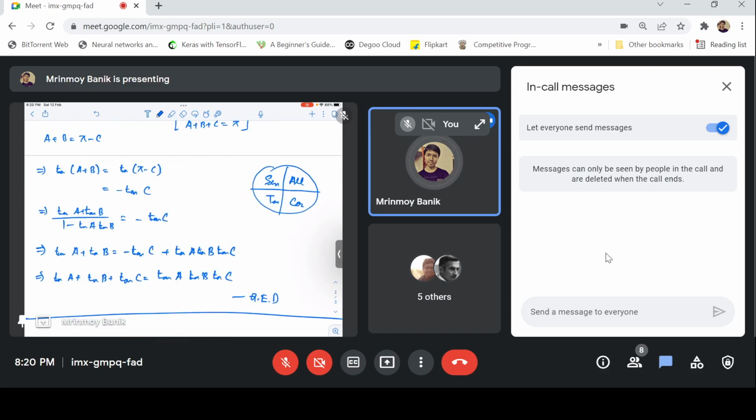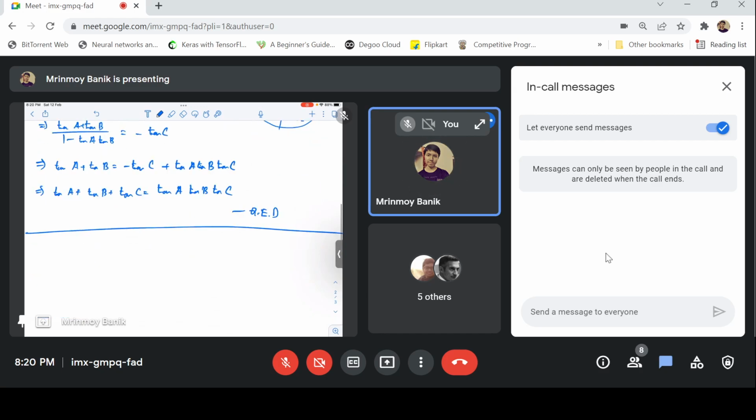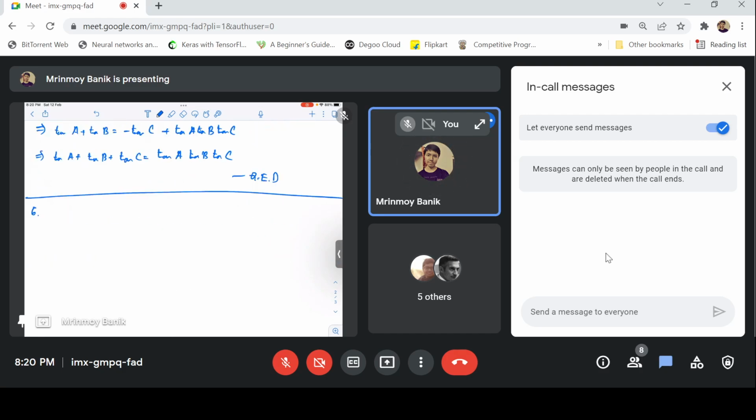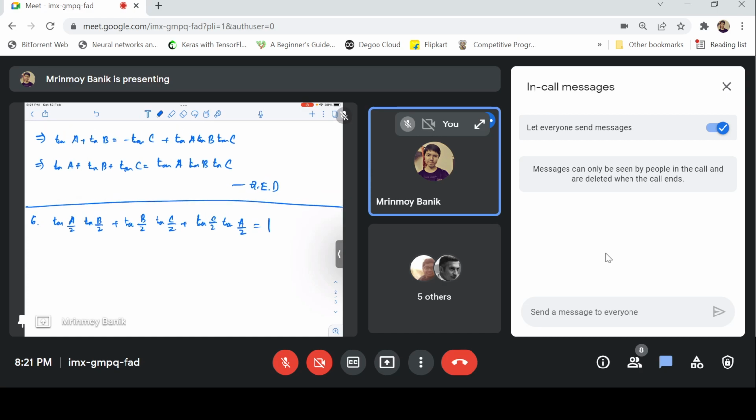Next, there is also a half angle identity. So that was... hmm. So how to prove this one?